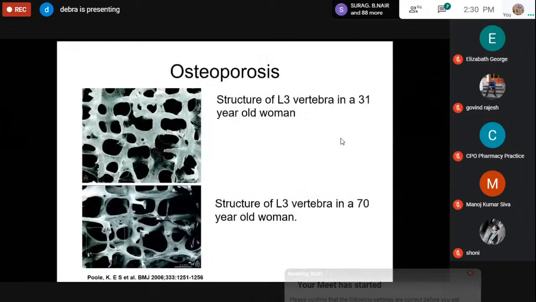So in osteoporosis, here is the structure of the L3 vertebrae in a 30-year-old woman, and you can see the bone architecture, and there's more bone in the bone, whereas in a 70-year-old woman, you can see the change in the structure at the L3 vertebrae, where there's this loss of bone and the bone architecture is impacted.